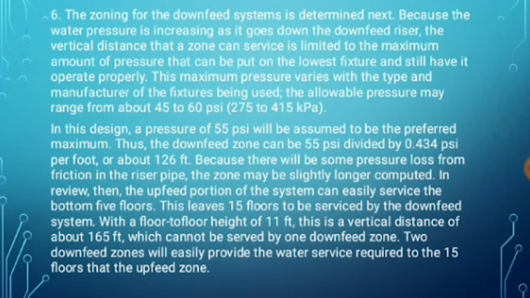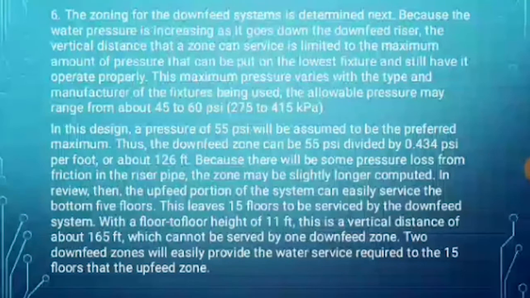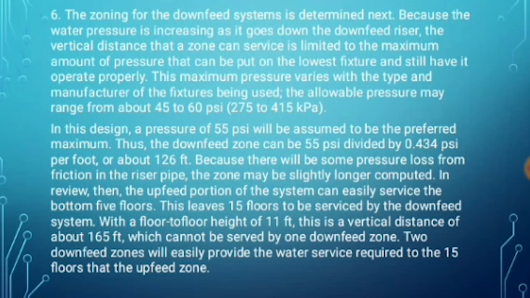Because the water pressure is increasing as it goes down the downfeed riser, the vertical distance that a zone can service is limited to the maximum amount of pressure that can be put on the lowest fixture and still have it operate properly. This maximum pressure varies with the type and manufacturer of fixture being used. The allowable pressure may range from about 45 to 60 psi. In this design, the pressure of 55 psi will be assumed to be the preferred maximum. Thus, the downfeed zone can be 55 psi divided by 0.434 psi per foot, or about 126 feet. Because there will be some more pressure loss from the friction in the riser pipe, the zone may be slightly longer.